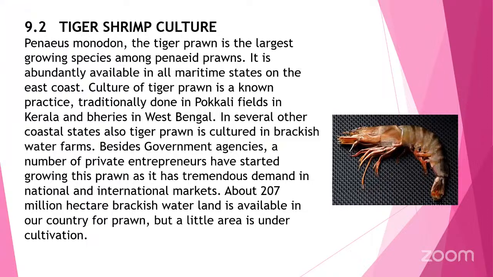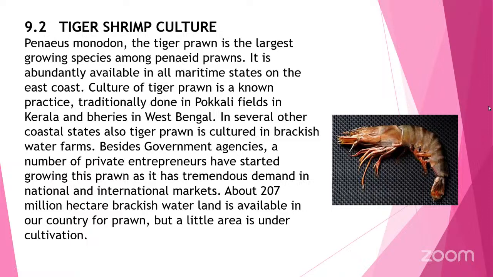Let us learn about tiger shrimp culture. The scientific name is Penaeus monodon, the tiger prawn. It is the largest growing species among the penaeid prawns. It is abundantly available in all maritime states on the east coast. Culture of tiger prawn is a known practice traditionally done in Pokkali fields in Kerala and Bheries in West Bengal. In several other coastal states also, tiger prawn is cultured in brackish water farms.